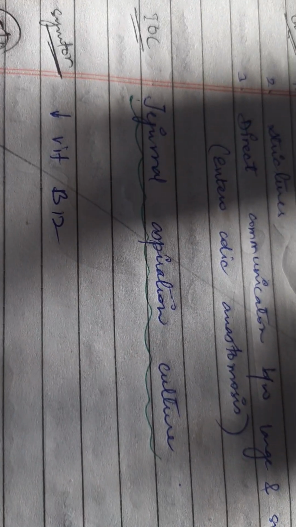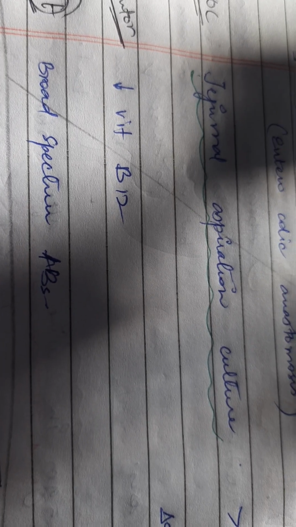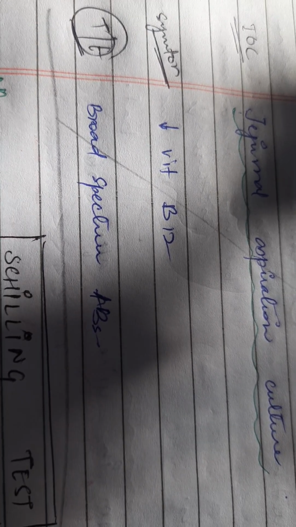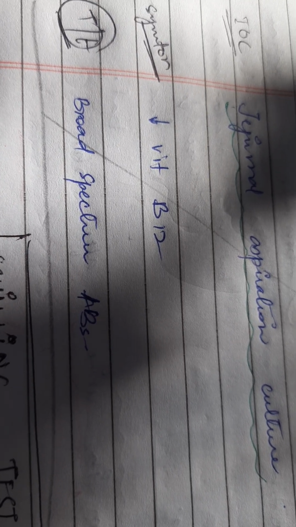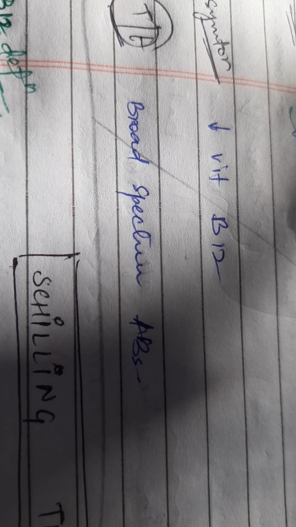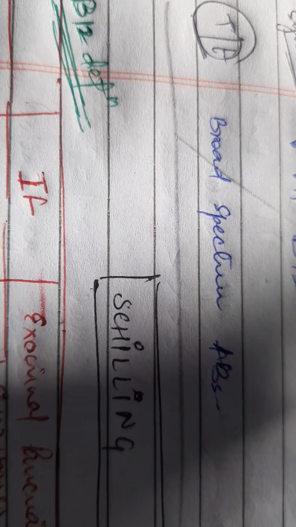Strictures, enterocolic anastomosis, and functional stasis. An investigation of choice here is jejunum aspiration culture. From the jejunum, we aspirate some culture and then do the diagnostic investigation. Symptom: decreased vitamin B12.